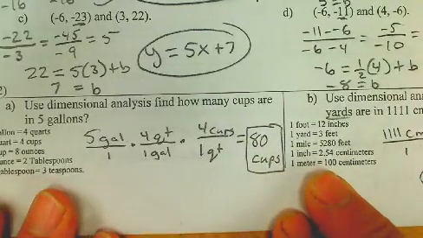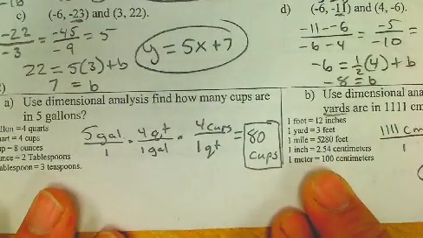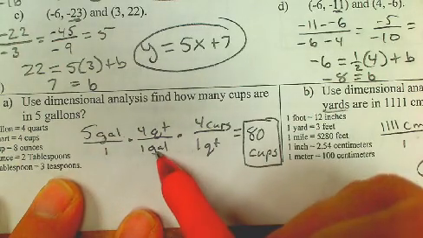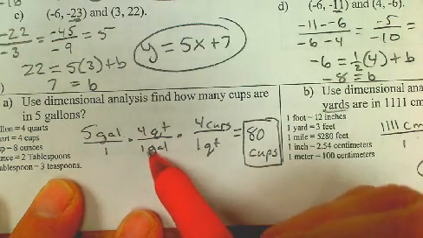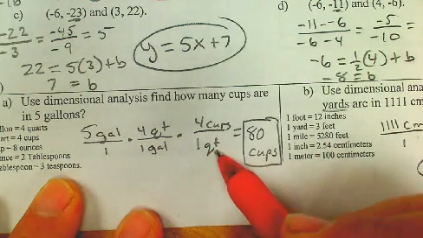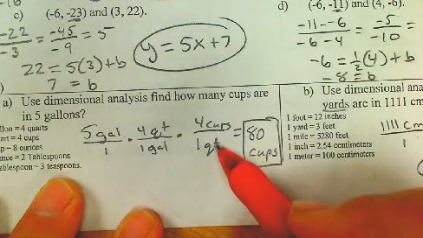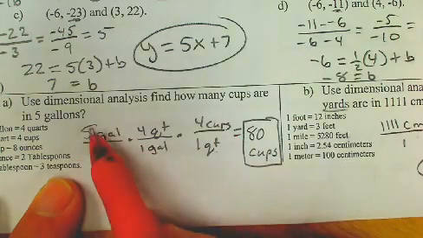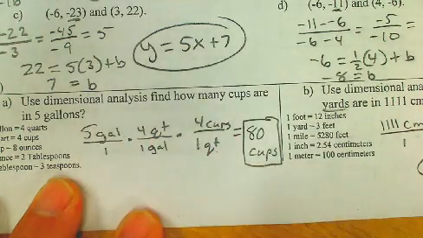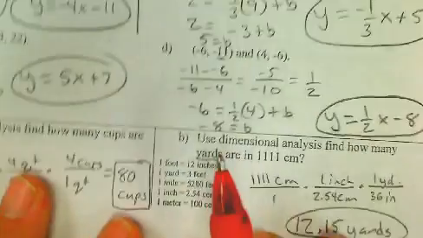How many cups are in 5 gallons? 5 gallons. I'm going to put the gallons on the bottom. 1 gallon is 4 quarts. Now I need the quarts to cancel out, and that would be 1 quart is 4 cups. Multiply, multiply, multiply. Divide, divide, divide, but I don't have to divide by ones. They don't do anything.